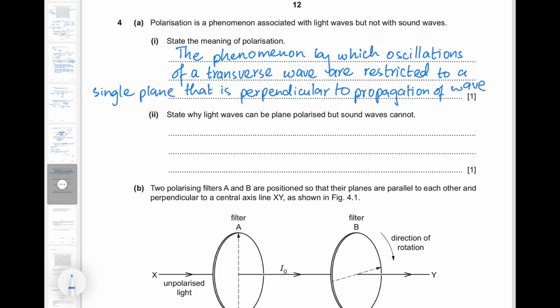2. State why light waves can be plane polarized but sound waves cannot. And that's because light waves are transverse waves and sound waves are longitudinal waves, which cannot be polarized.